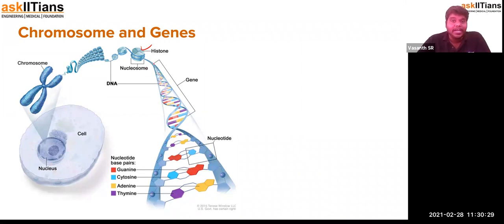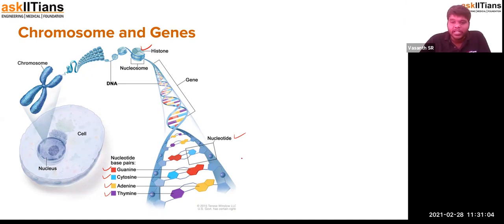So in the DNA, any segment of DNA which is going to be coding for a particular character, we call it genes. And these DNA are made up of nucleotides. So nucleotides are guanine, cytosine, adenine, thymine. So these are also called purines and pyrimidines. They are grouped into two, purines and pyrimidines. So adenine and guanine are called purines, and thymine and cytosine are the pyrimidines. I repeat, adenine and guanine are the purines, and thymine and cytosine are the pyrimidines.